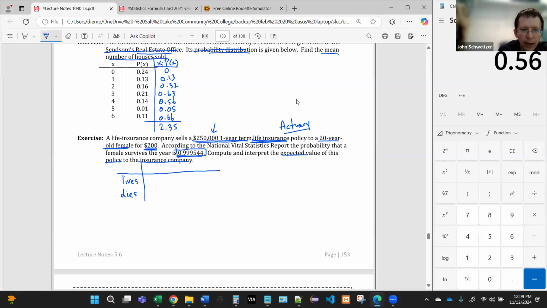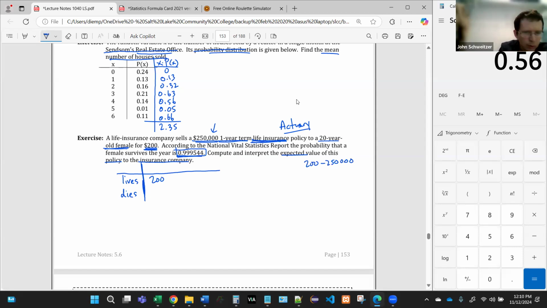So each outcome will have an associated numeric value for the company, right? If the person lives, then the company keeps the $200, and if they want to buy another policy for the next year, they can do that. But for that 1 year, it's done.